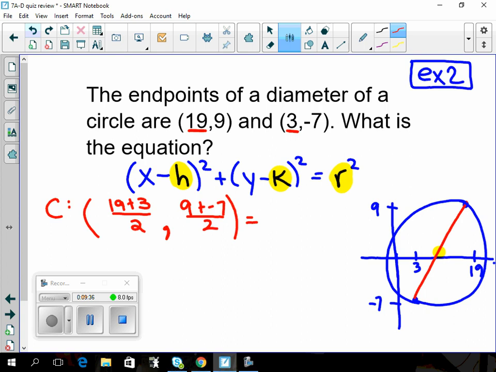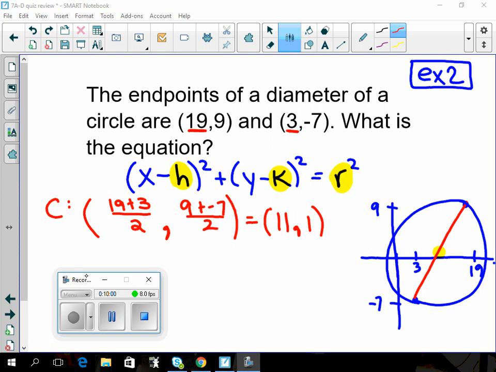So what is 22 divided by 2? It's 11. And what is -2 divided by 2? Positive 1. Sorry, yes, positive 1. Does that look like it could be about where I drew it? Again, rough estimate, right? So that's my center.